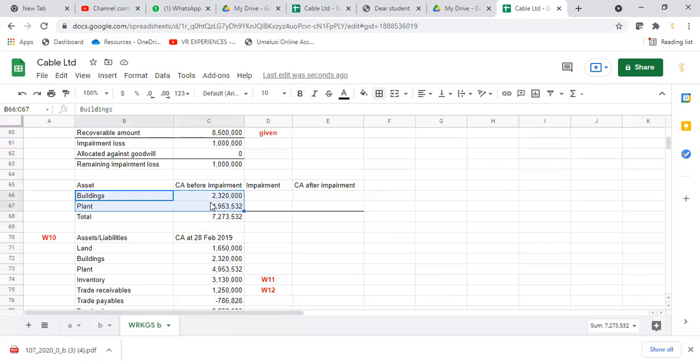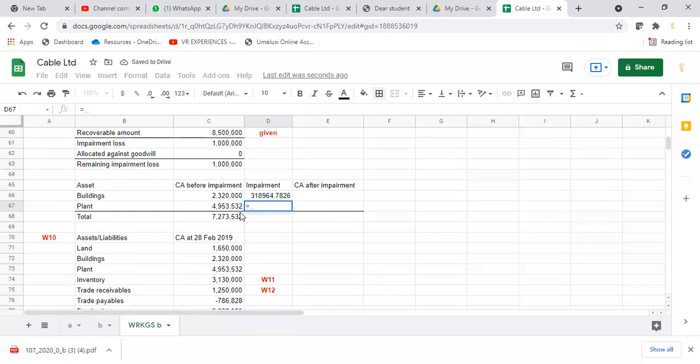How do we allocate amongst them? We allocate using a pro rata basis based on carrying amount. Pro rata basis based on carrying amount. So what do we mean? Pro rata means buildings as a percentage of total. So that is pro rata based on carrying amount multiplied by impairment.